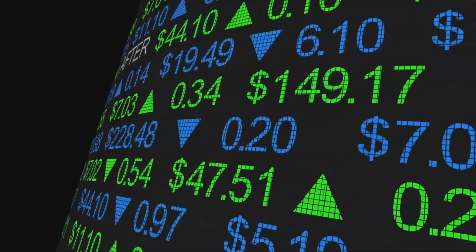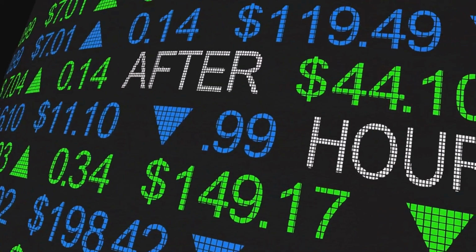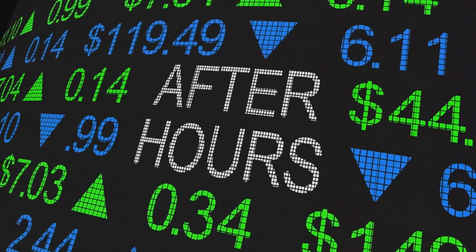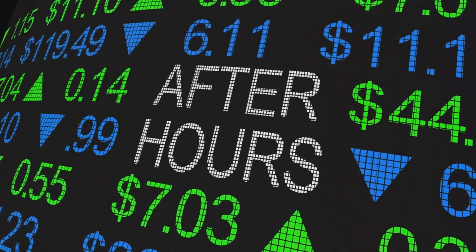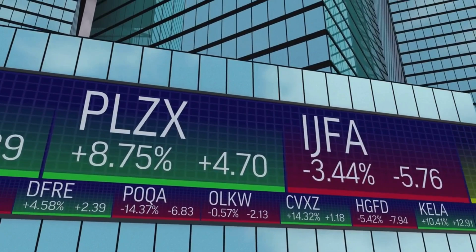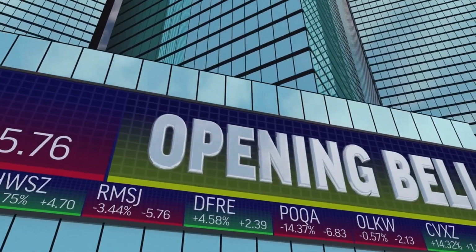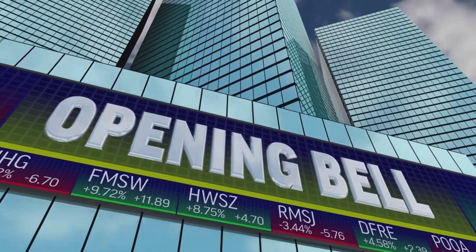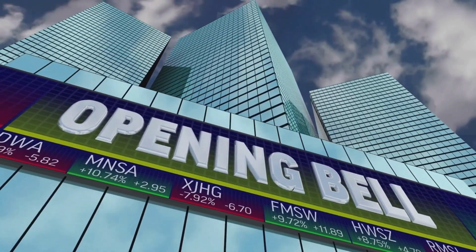Then there's market hours. Yes, timing matters. Trading volumes and hence liquidity can vary throughout the day. Usually, markets are most liquid at the start of the trading day, when news from overnight is absorbed, and towards the end of the day, when traders close their positions.